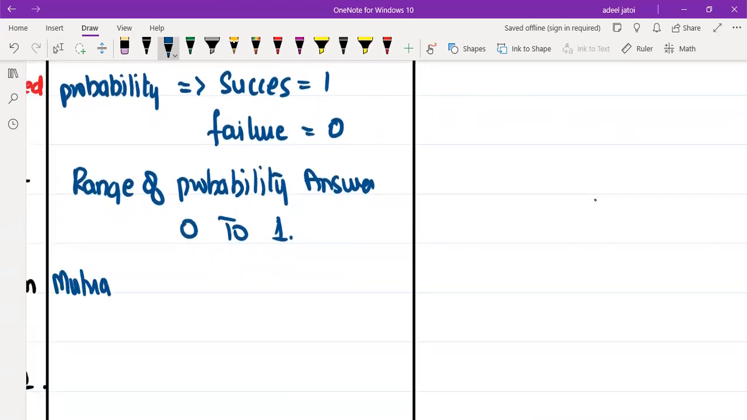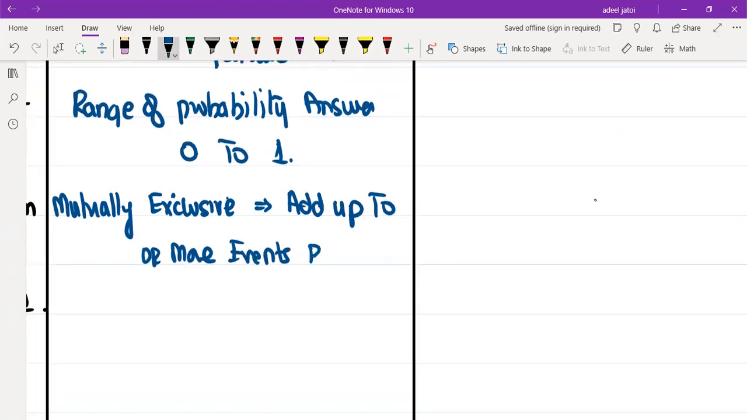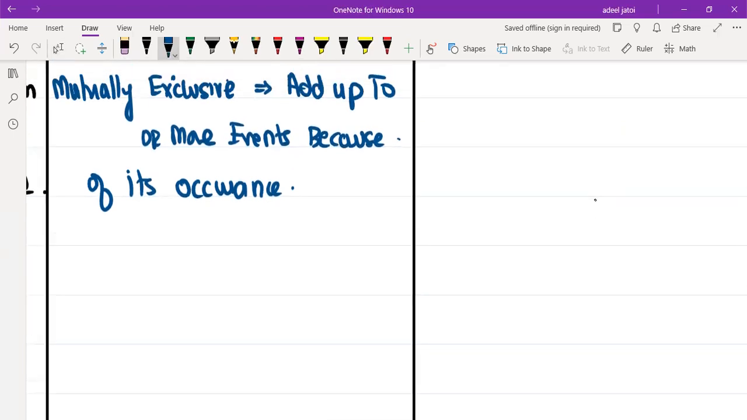Then we did mutually exclusive events. What does it mean? That means you add up two or more events because of their occurrence. Then we did without replacement.